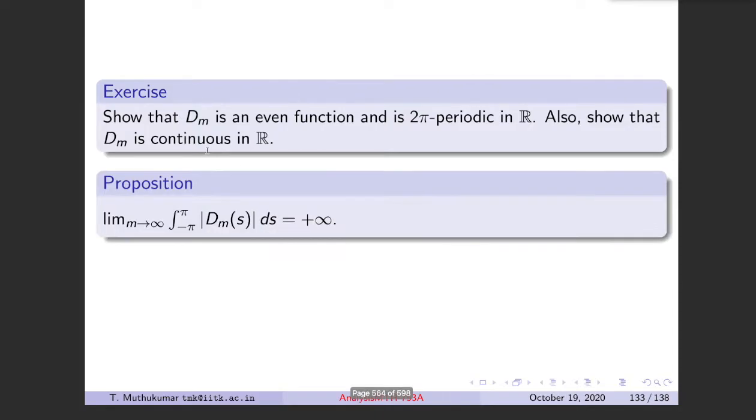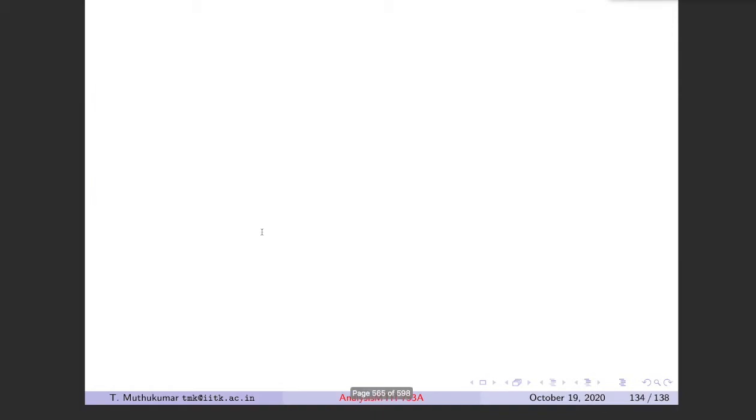Okay, so now we'll prove another property about the Dirichlet kernel, that the limit of the integral as m goes to infinity diverges. This is another property that we would need. So let's prove that. Recall this property that the modulus of sin s is always less than or equal to mod s. This is something we know, that the limit of sin theta over theta as theta goes to 0 is 1. So this is the property which we know about sine, and we are going to use this.